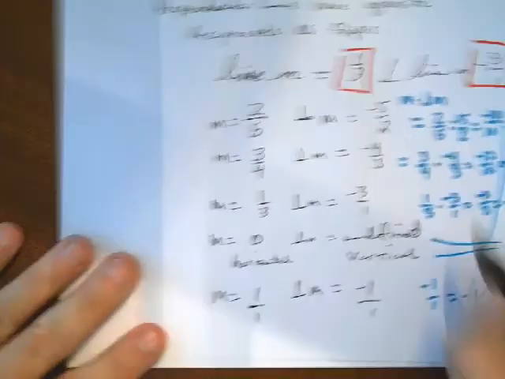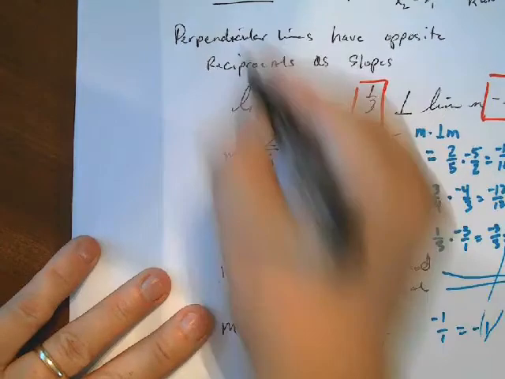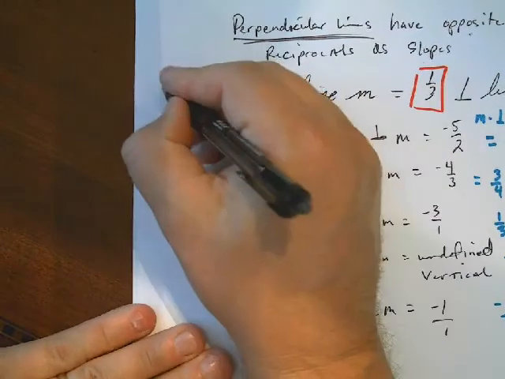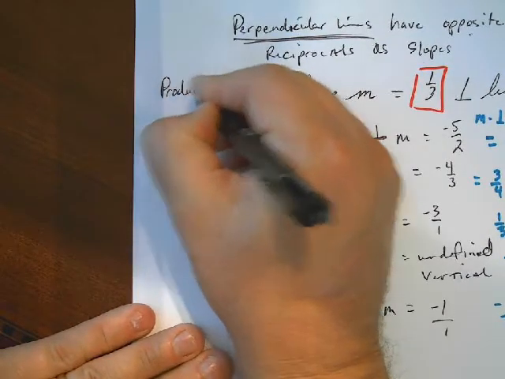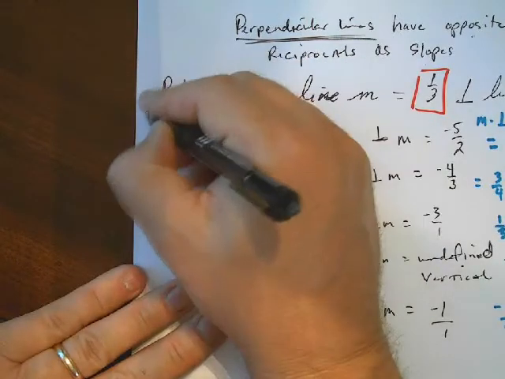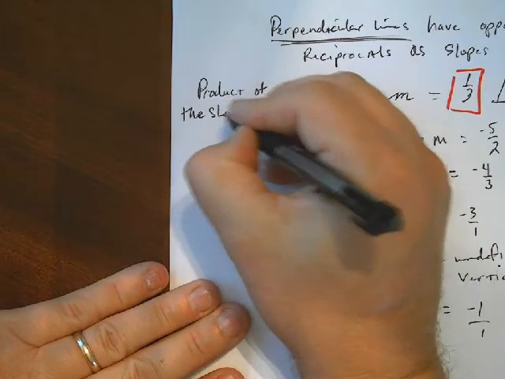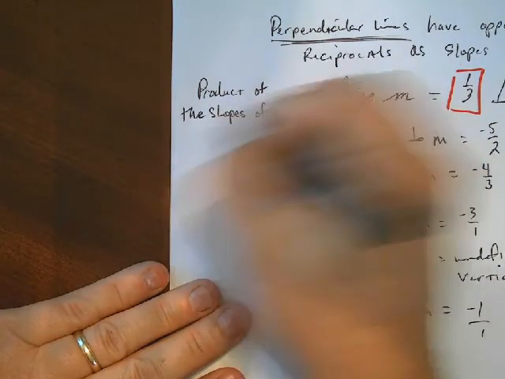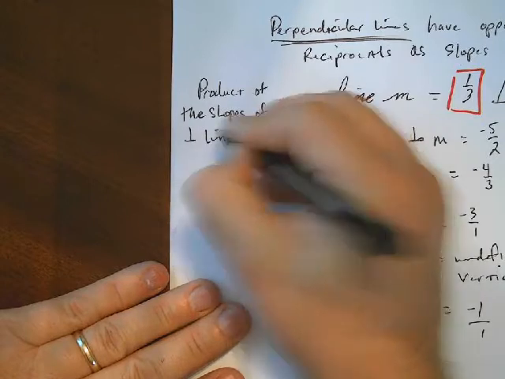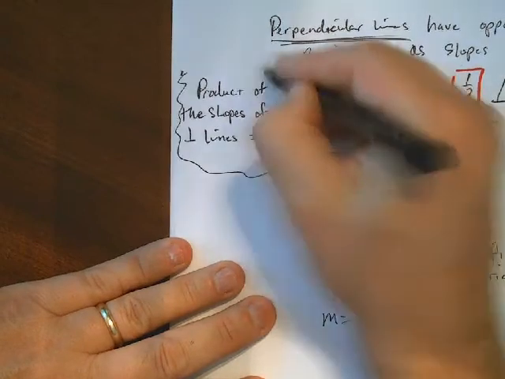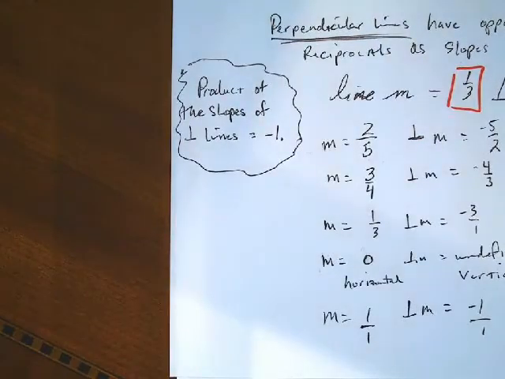So make sure you have this in your notes. Not only do perpendicular lines have opposite reciprocals as slopes, the product of the slopes of perpendicular lines is -1. So make sure you remember that and recall it. The product means multiplication. The product of the slopes of perpendicular lines is -1.